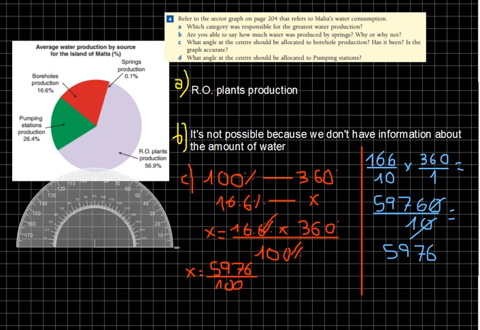Don't forget that the unit that remained was the degree. Alright, now we must solve this, and for that we have to divide. Don't forget that every fraction is also a division, and since we're dividing by a 1 followed by 2 zeros, what we have to do is just move the decimal point two places, 1 and 2. That will be 59.76%. Alright, that must be the angle for the red part, for the part of the borehole's production.